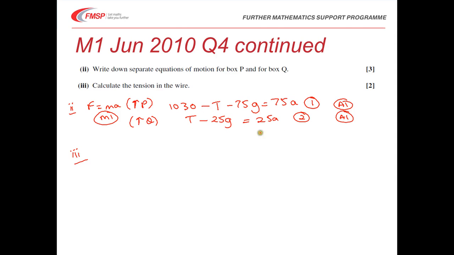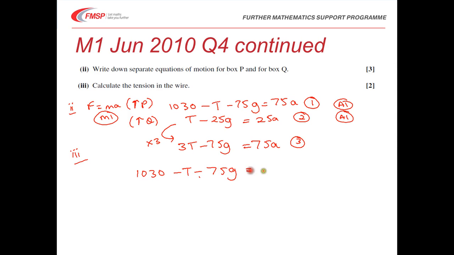I'll multiply this second equation by 3. So I'll get 3T minus 75g equals 75a. That's just multiplying that equation by 3. And the reason I'm doing that is because I can then put these two equations equal to each other. So I'll have 1,030 minus T minus 75g is equal to 3T minus 75g. So we've got a minus 75g on each side, they'll cancel.